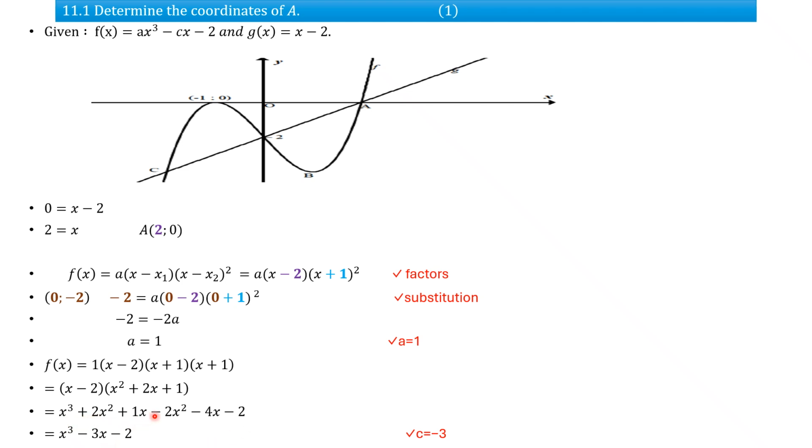2x squared minus 2x squared cancels. 1x minus 4x gives me minus 3x. So 1 mark for A, 1 for C, and there, that mark for substitution. Right, let's look at the next question.